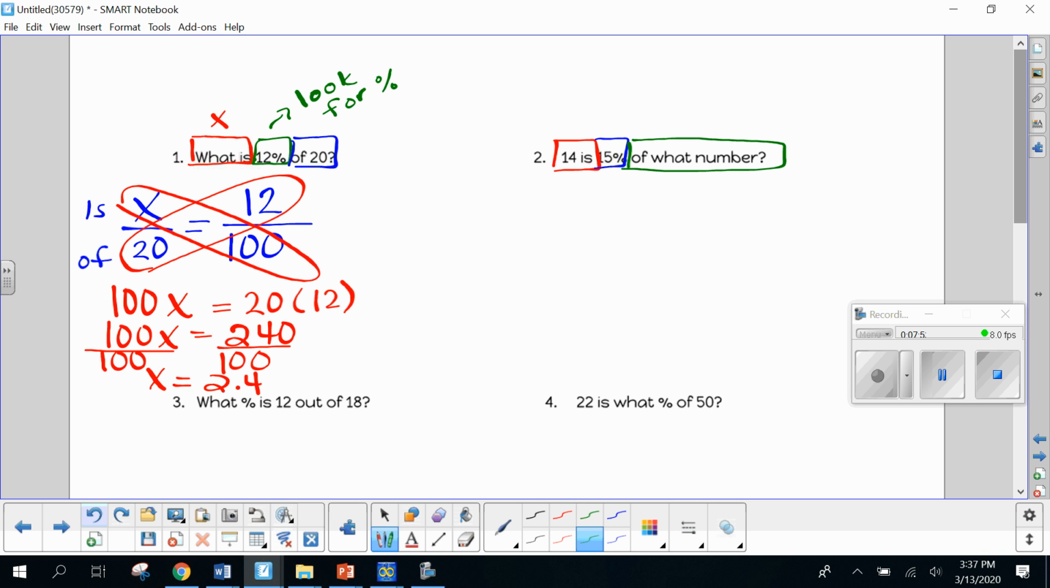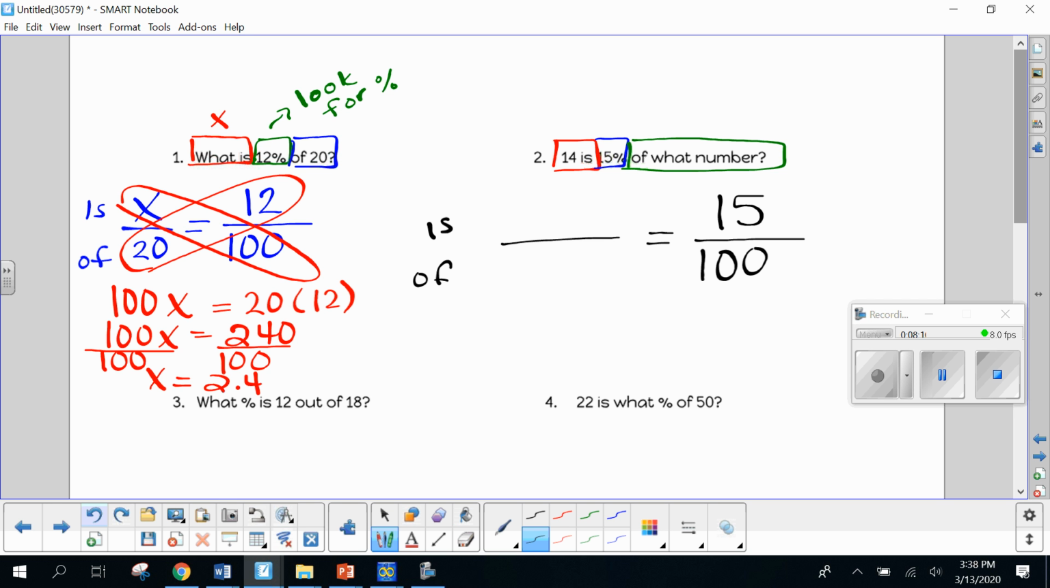So let's start with our proportion. I have my equal sign. I have two ratios, two fractions. The bottom right is always going to be the 100. Above the 100 will be your percentage. So we have here 15%. Is on top, of is down on the bottom.